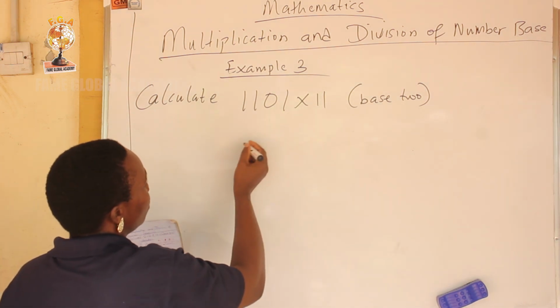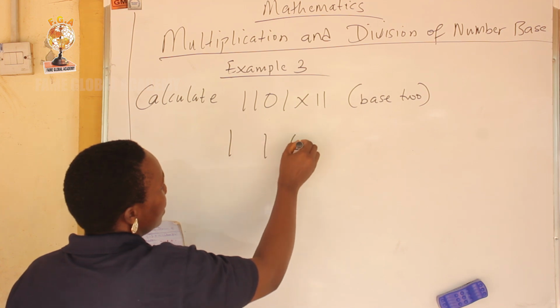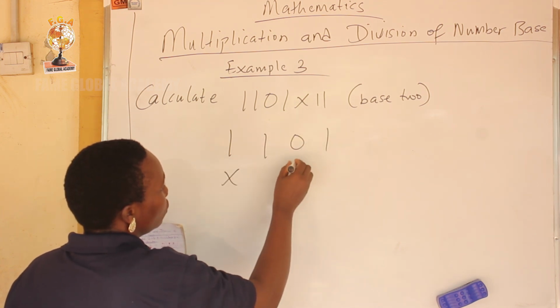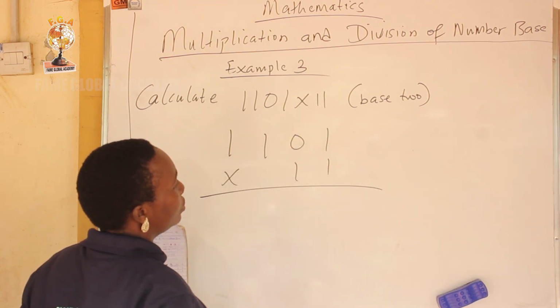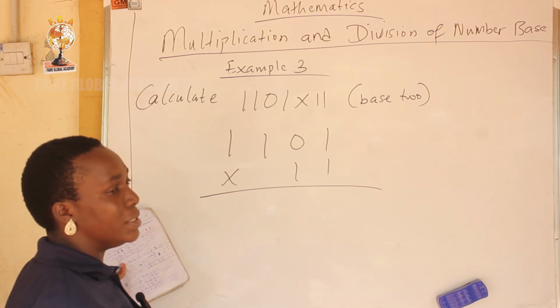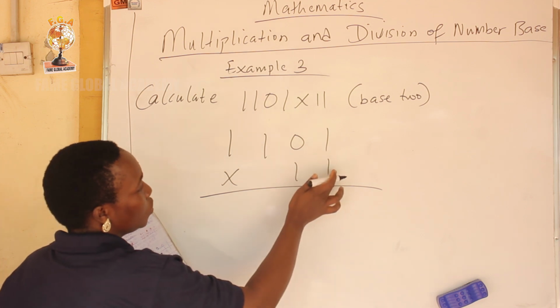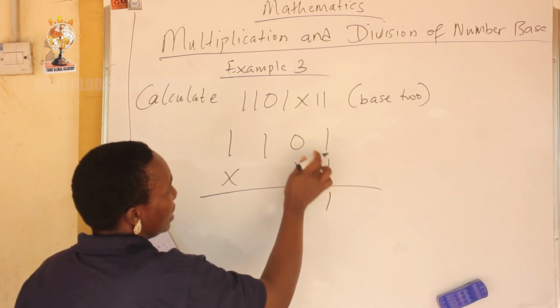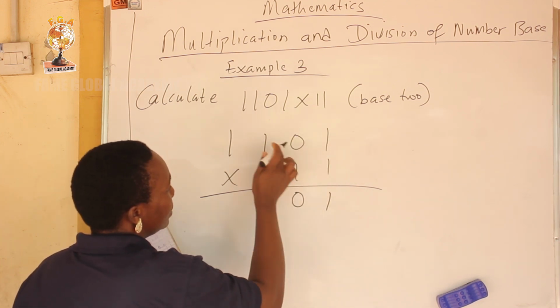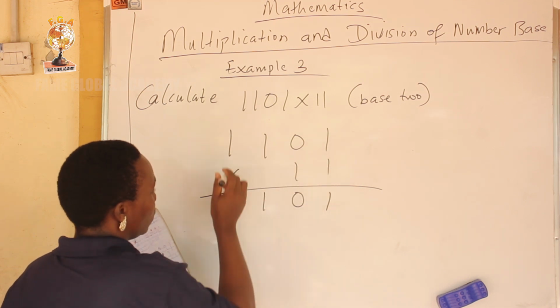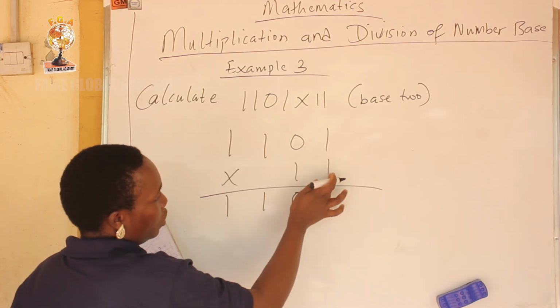Okay, so let's multiply 1101 times 11. Now, in binary, 1 times 1 is 1, 1 times 0 is 0. Okay, so this is 1 times 1, 1, 1 times 0, 0, 1 times 1, 1, 1 times 1, 1. So we are done using this first one.